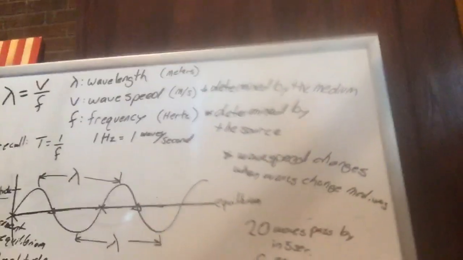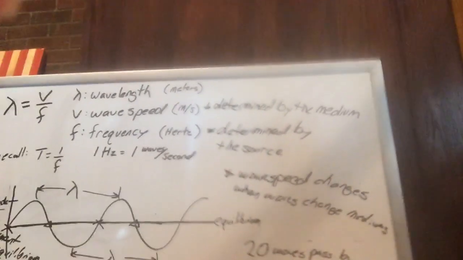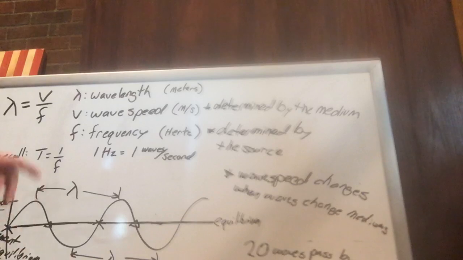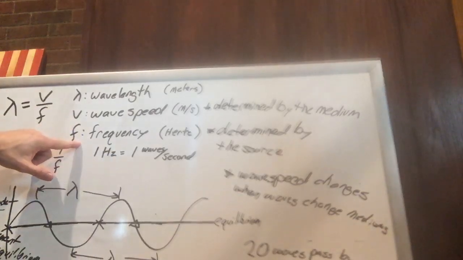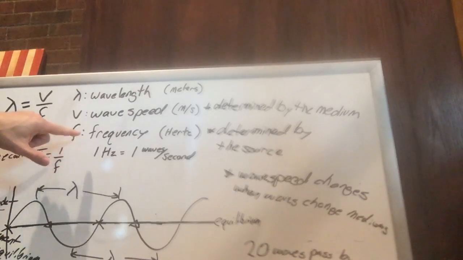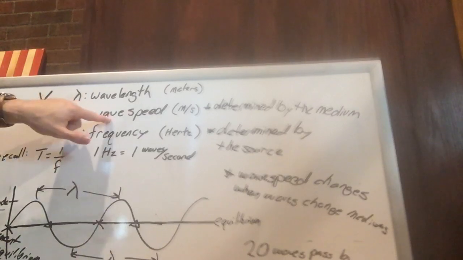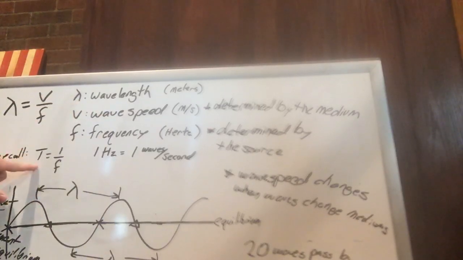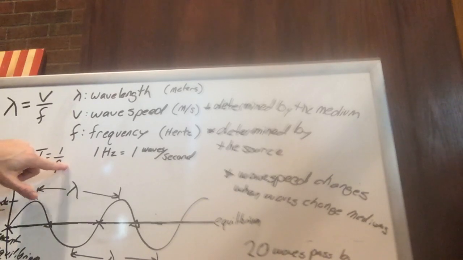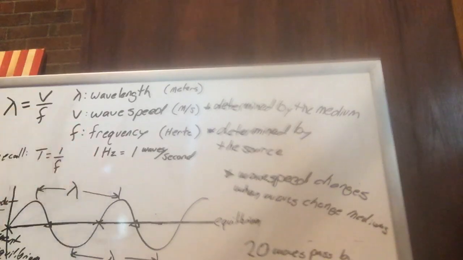That's probably all you'll need today. A couple of things to look out for when you're doing your calculations. Frequency will not change when you enter a new medium. It's only dependent on the source. Wave speed will. If you're given the amount of time that it takes a wave to go by, take the inverse of that, and that will give you your frequency in hertz.